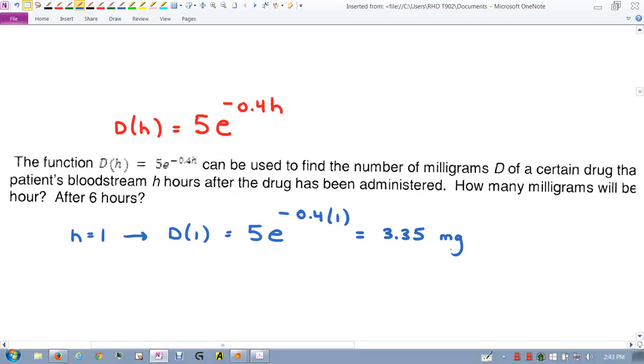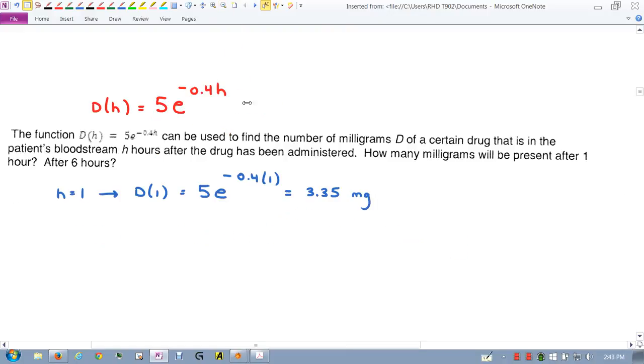Okay, I have a question. In this problem, look, they said, okay, I'll ask it at the end. How about after 6 hours? That means you want to plug 6 in. d of 6, 5e to the negative 0.4 times 6. See what you get.